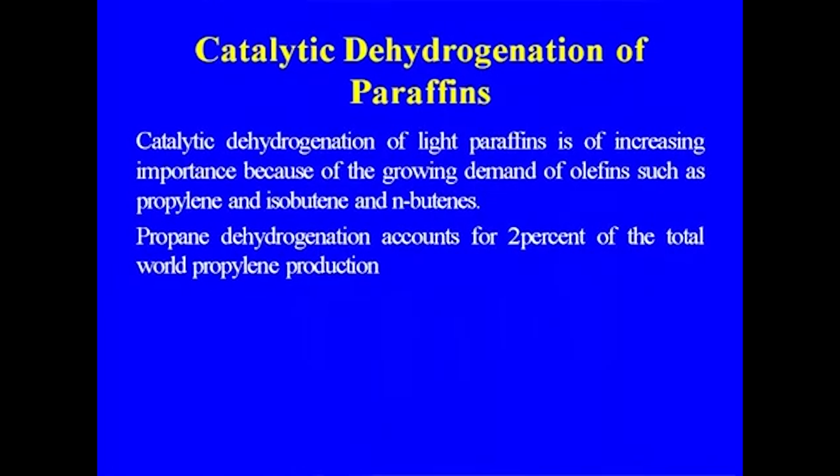Catalytic dehydrogenation of paraffins. This is one of what we call the on-purpose propylene routes. Catalytic dehydrogenation of light paraffins is of increasing importance because of the growing demand for olefins such as propylene, isobutene and n-butenes. Propane dehydrogenation accounts for 2% of the total world propylene production.